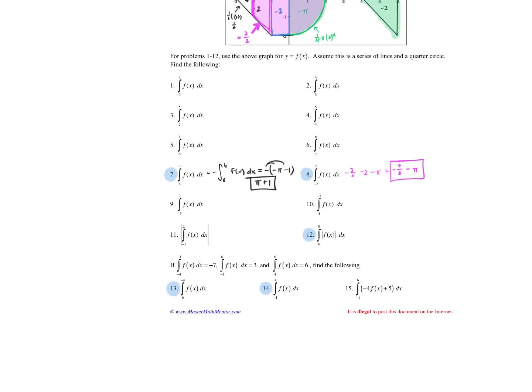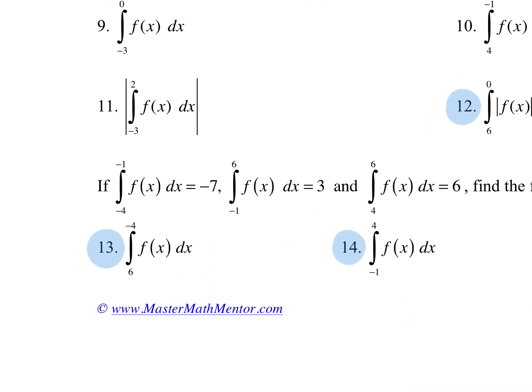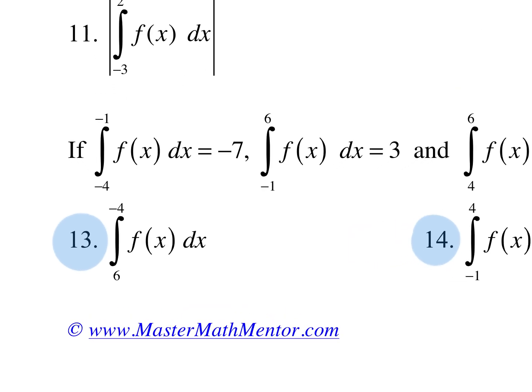Okie dokes, moving on now to number 13. Number 13, we're going from 6 to -4, which doesn't quite make sense. So we need to flip the order of that, because we want to go from -4 to 6, and that would make this negative.